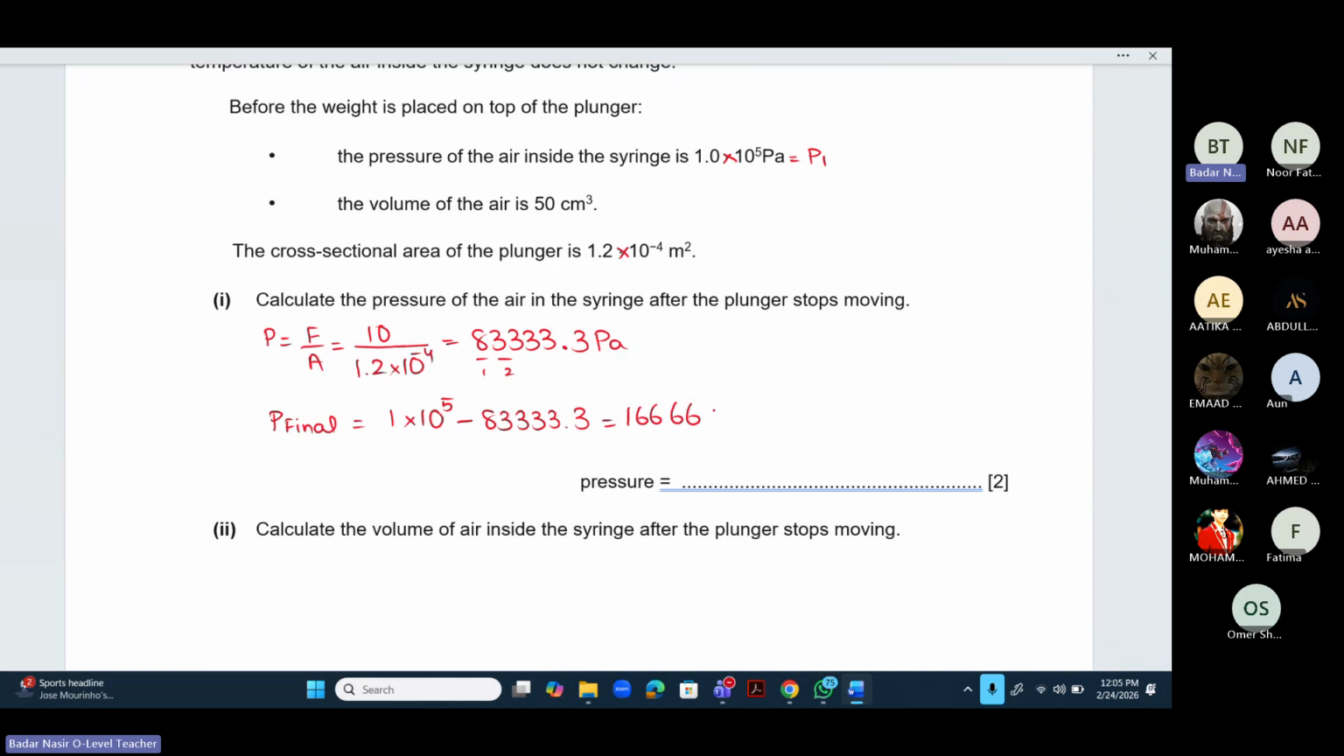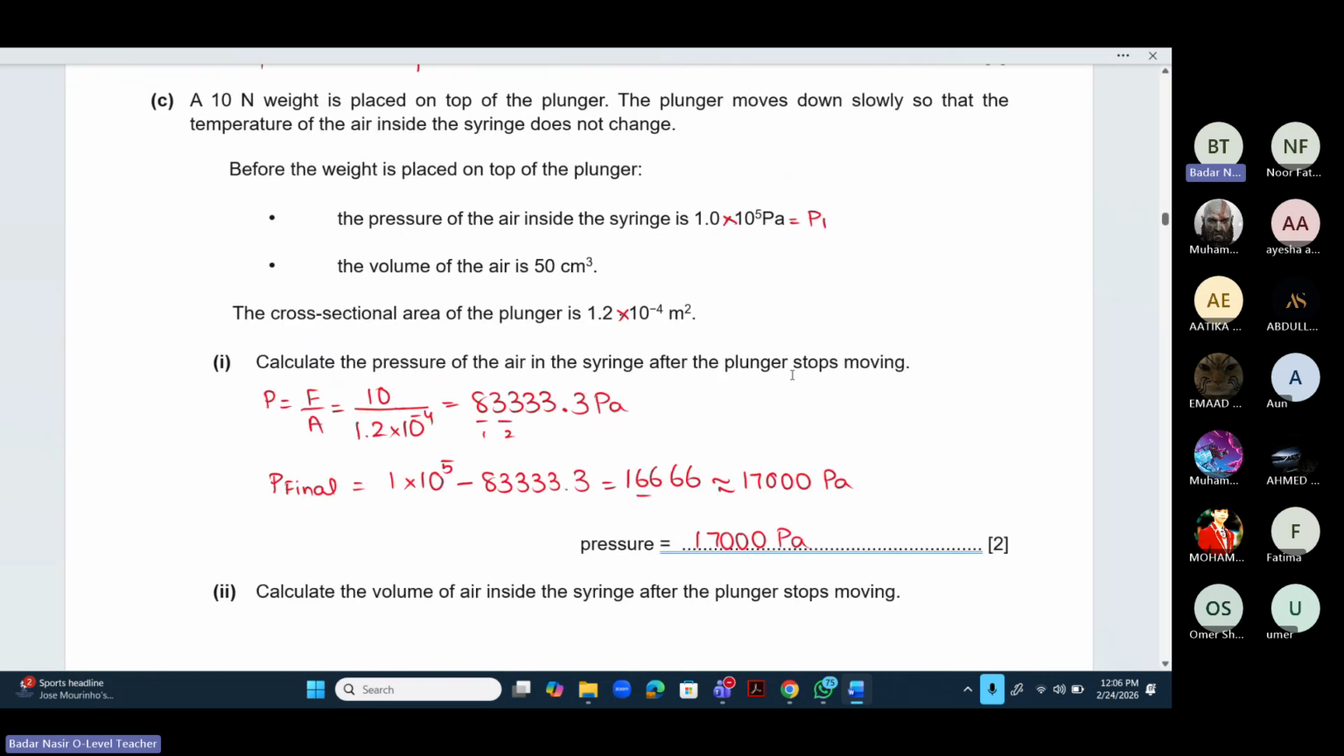So we get this, and if you round it off to two significant figures, the final answer would be 1.7 into 10 to the power of 4 Pascal. So this is going to be the final pressure. Okay, you can also write it in significant figures as well. Yeah, I hope it's clear to everyone. If you have any question or query in this, please, beta, you can just drop me a message on WhatsApp, and I'll respond back to you in the class then.